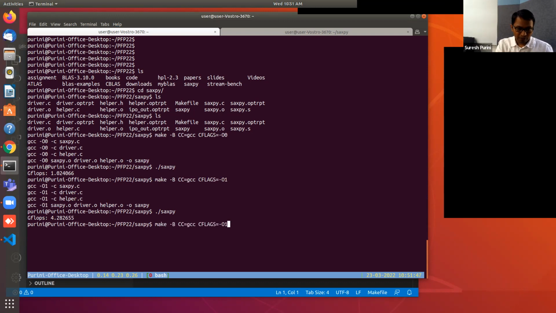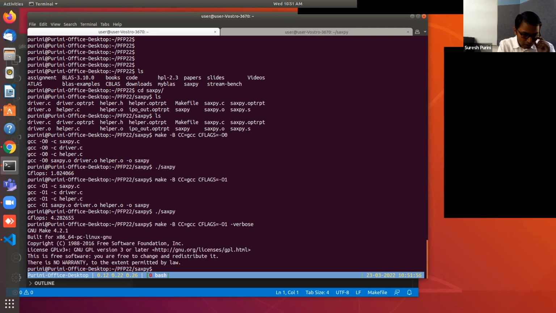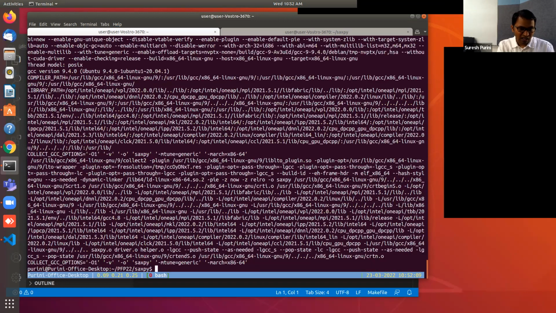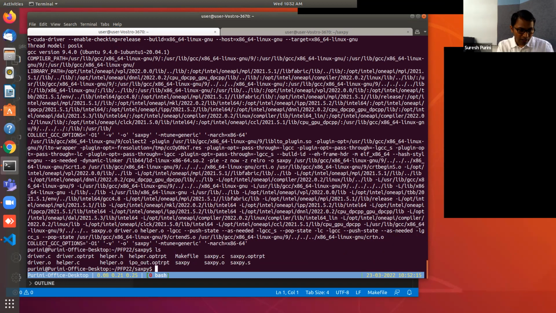Maybe verbose will do. CFLAGS -verbose. I forgot that option, I should have checked it. I don't think this is giving the whole story. Okay, let's leave it like this.